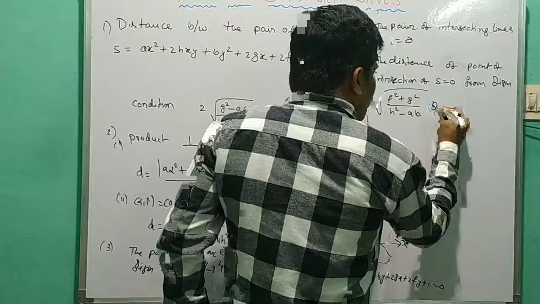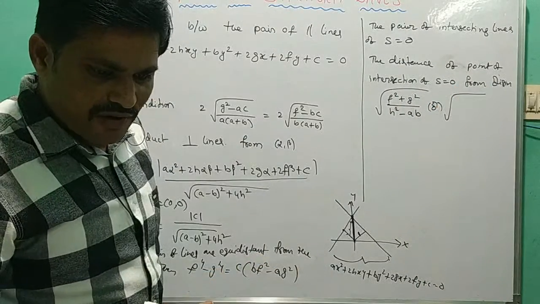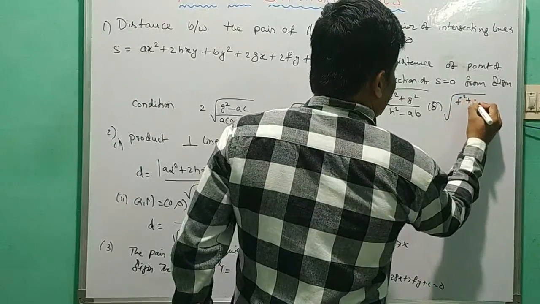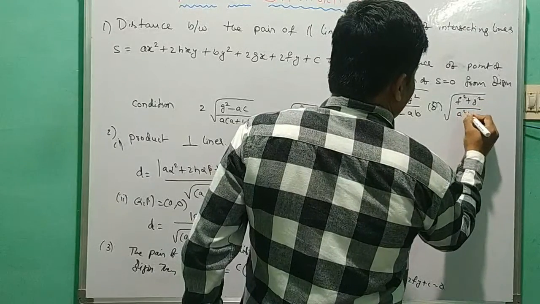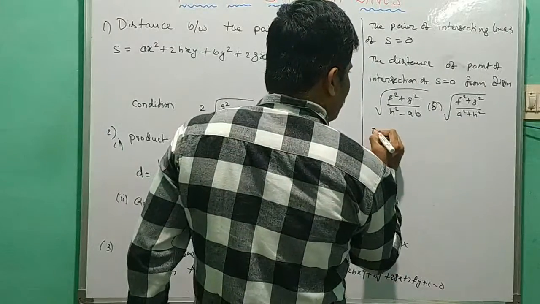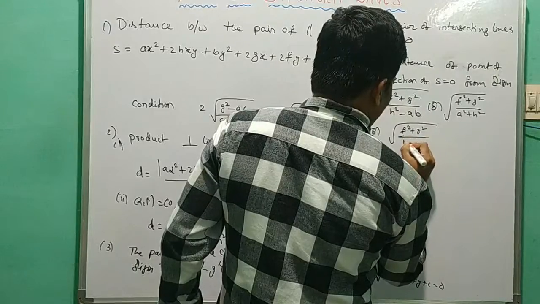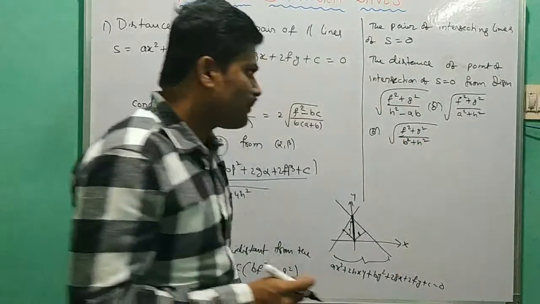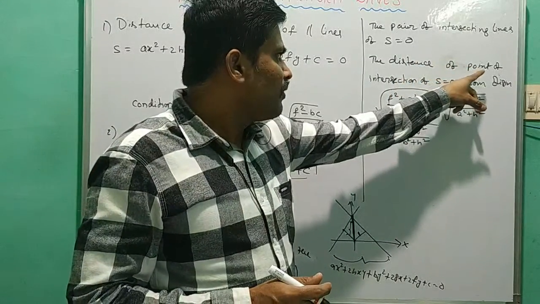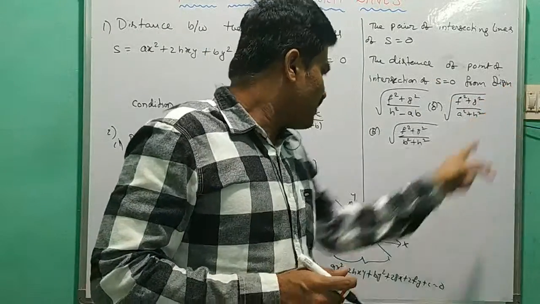Now one more formula is there, that is square root of (f square plus g square) by (a square plus h square). This is also one more formula, and similarly we have to take square root of (f square plus g square) by (b square plus h square). Now these are the distances of the point of intersection of the lines from the origin.